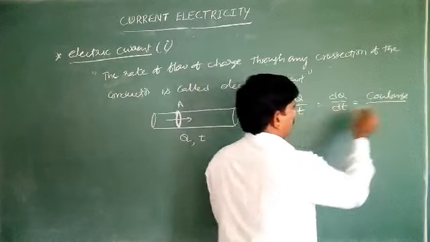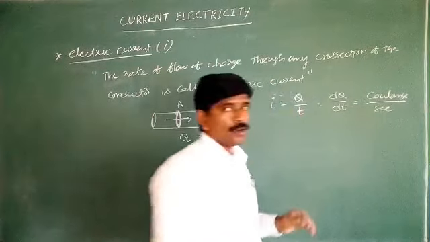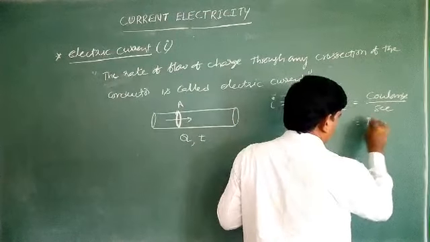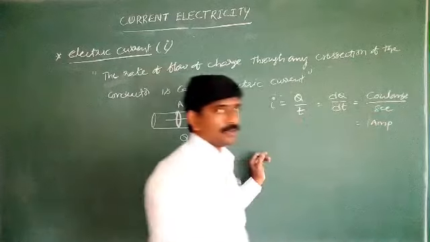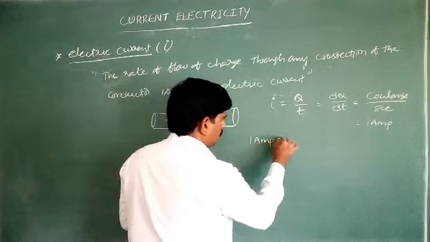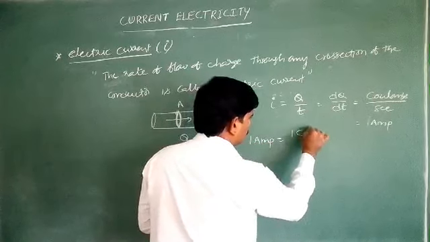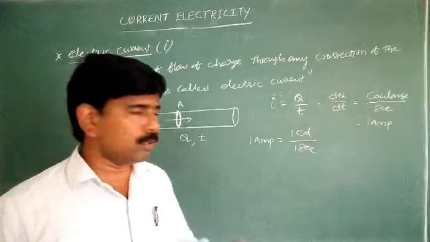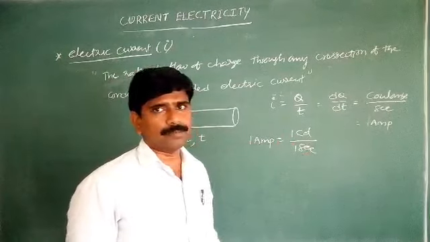Charge per time, measured in seconds: coulomb per second, that is what we call the ampere. That is called an ampere. It means 1 ampere is equal to 1 coulomb per 1 second.